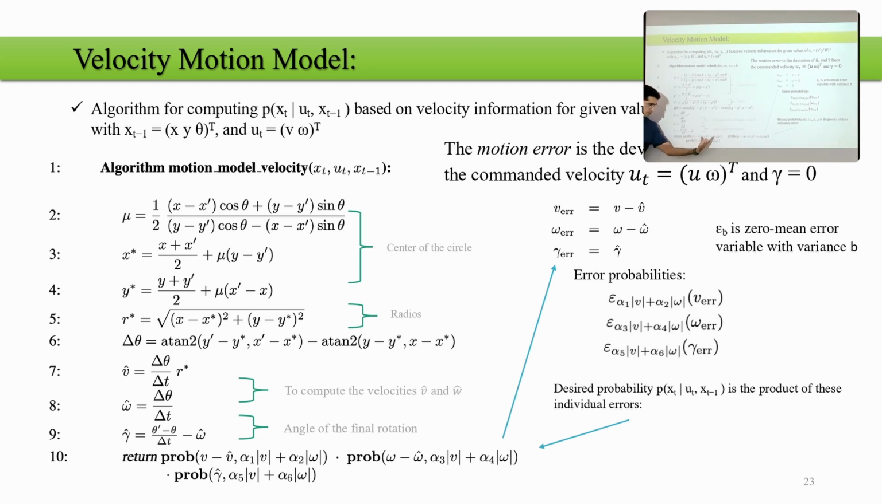The differences and the error of v times the probability of the differences for translation, for rotation, and for final rotation of gamma. Then all these can give us the probability of the velocity motion model by the calculation that we've shown.